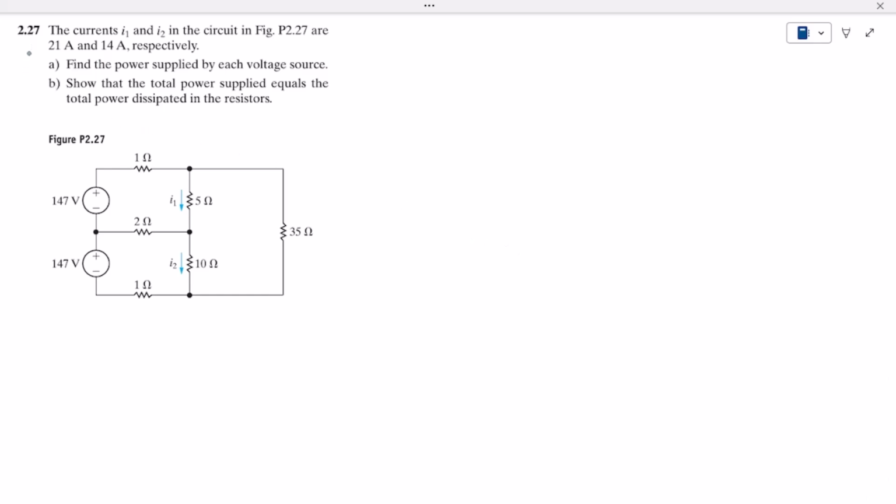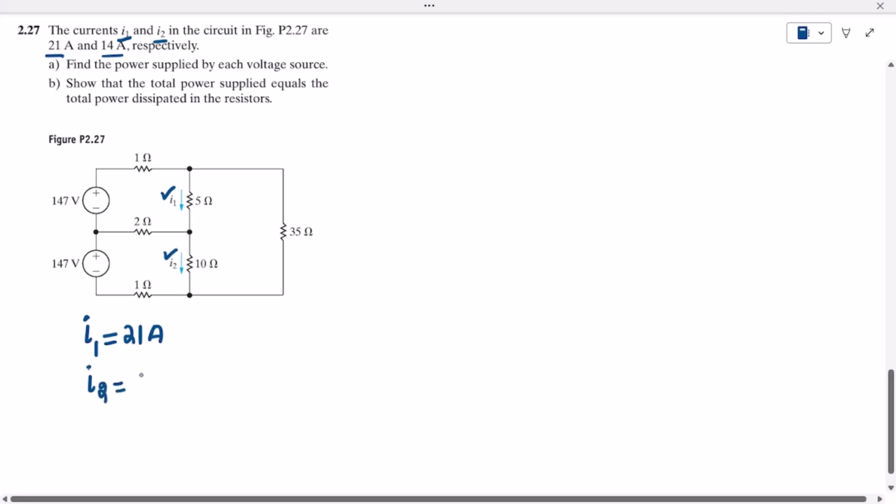Welcome back, guys. This is question 2.27 of our book Electric Circuits by Nilsson. The statement is: the currents I1 and I2 in the circuit in figure P 2.27 are 21 amps and 14 amps. This is I1, this is I2, and the values are given: I1 is 21 amps and I2 is 14 amps. This is the given data.